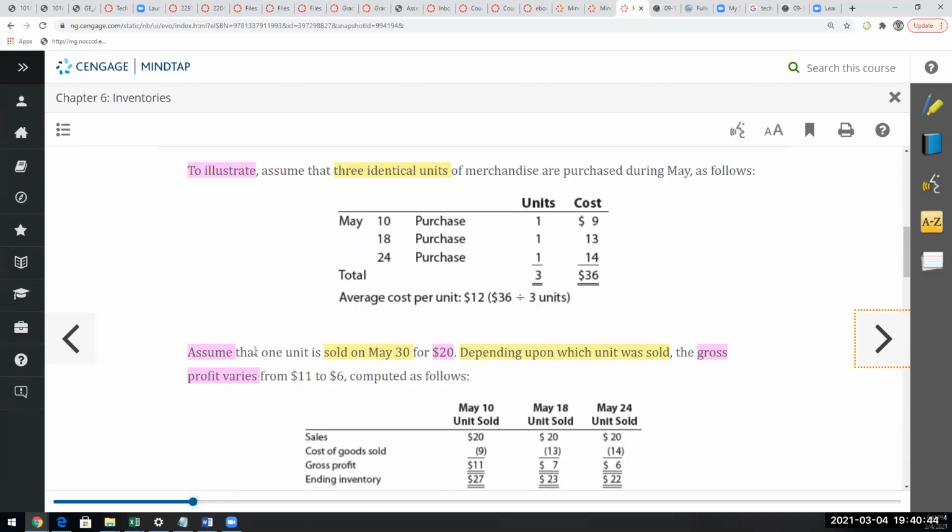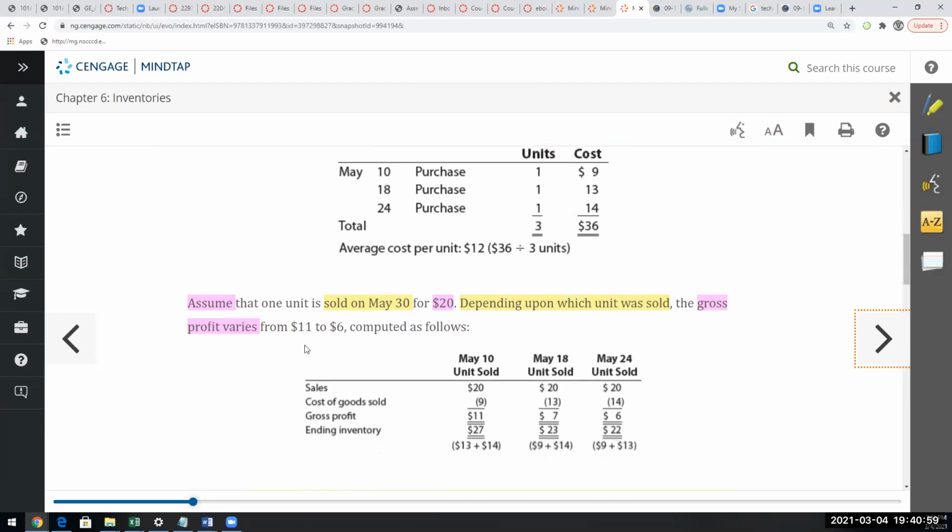Watch. Assume that at the end of the month you sold one of those units. It means you have two left, right? You have inventory of two items. What's the value of my inventory? Well, it depends. Did I sell this one, or this one? The other two are still around. So you can come down here and you can see that the gross profit changes or varies. So my gross profit is either 11, 7, or 6.